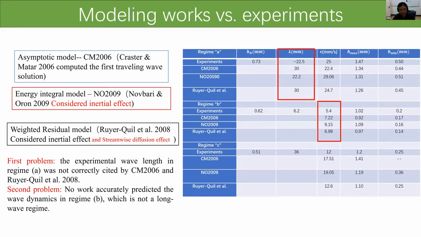So we think that there might be something wrong in these studies, and we should find out which one is the key reason that causes the poor prediction of the flow region A. And also we want to address the prediction of the wave dynamics in flow region B by dropping the assumption of long waves in those models.